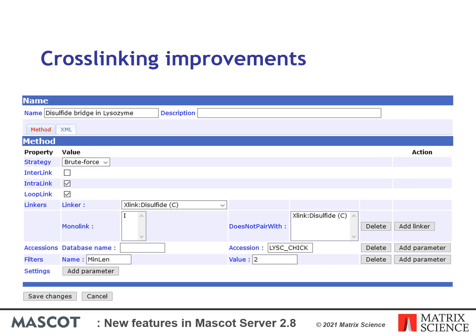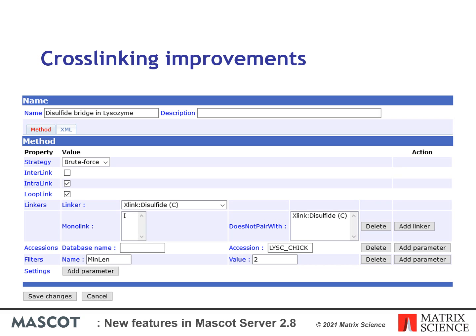Searching intact cross-linked peptides was added in Mascot 2.7. In 2.8, we've made a few more improvements. The first is a new configuration editor for cross-linking methods. The user interface is similar to the quantitation method editor.